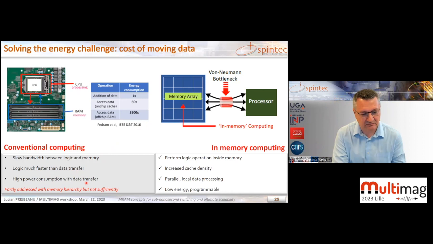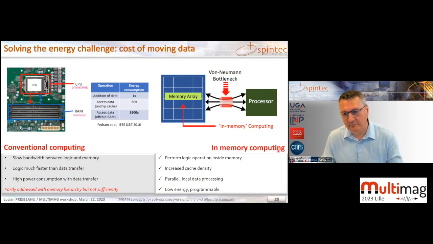Partly, this part is addressed with the memory hierarchy, which we discussed just in the slide before, by providing new solutions of memory, which are faster and integrated, but this is not sufficient. The bigger part of power consumption reduction is going beyond the bottleneck of what is called the von Neumann bottleneck, in which we are processing the information differently in the memory array and in the processor. And the idea is to do the computing directly in the memory array. So perform logic operations inside the memory with parallel local data processing and low energy programmable things.